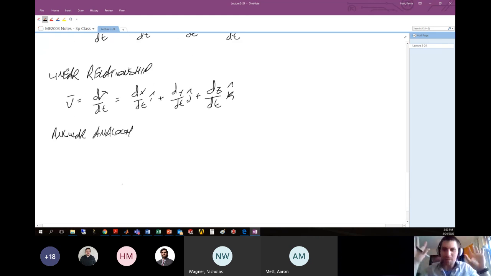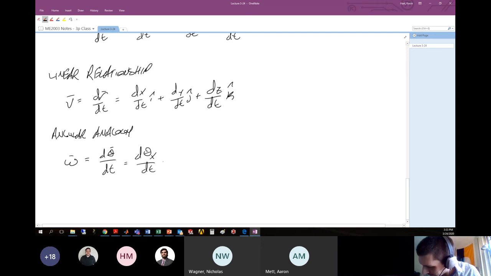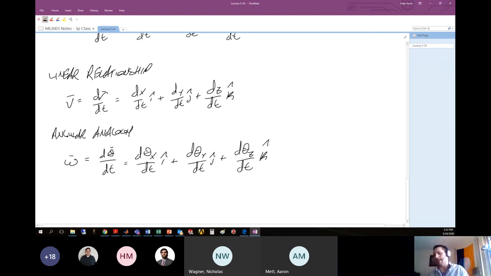This is going to look a little bit weird when I write this, but it's just kind of how it has to be: the angular velocity omega is the derivative of the angular position vector theta, so d theta vector/dt, which is d theta x/dt i hat plus d theta y/dt j hat plus d theta z/dt k hat. Okay, so there's some angular position, right?